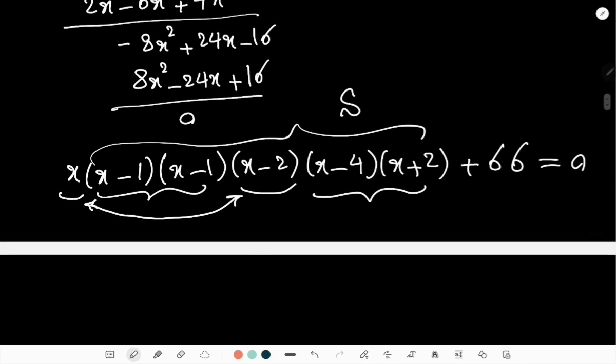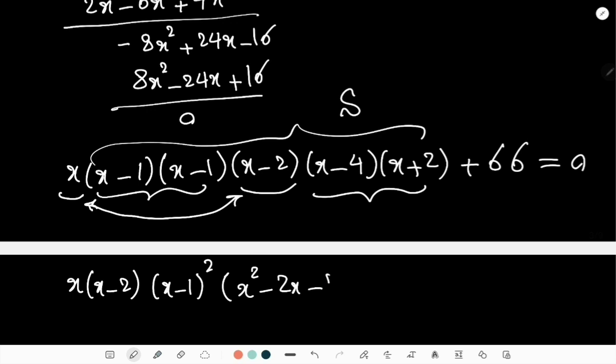So let us just put them next to each other. Then I get x times (x minus 1), which is basically x^2 minus 2x. No, sorry. I have to put x times (x minus 2). First we sort them, and then I have (x minus 1) to the power of 2, and the last one I can just write as x^2 minus 2x minus 8, plus 66. This is equal to 0.